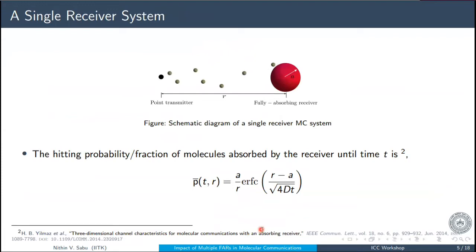Now we consider a single receiver system with a point transmitter, which is a zero-dimensional point, and a fully absorbing receiver, which is spherical in nature with radius a, and the surface is fully absorbing. That means its whole surface is covered with receptors, and whenever a molecule hits its surface, it is absorbed with probability 1. So if the point transmitter emits molecules impulsively, then the hitting probability, or fraction of molecules absorbed by the receiver until time t, is given by a by r times the complementary error function of (r minus a) divided by the square root of 4Dt. So this serves as the channel model for a single receiver system.